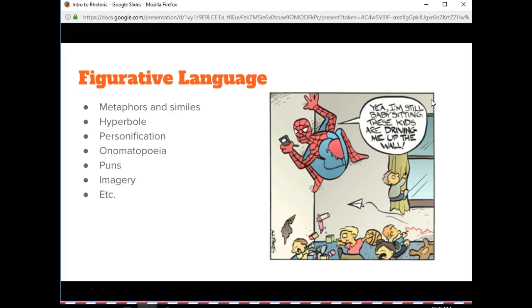Okay. Onomatopoeia is when a sound is actually written as the word. So like bang, boom, crack. You can't really describe those things as such what they are. Puns. Okay, let's talk about it. Play on words. Imagery. What's imagery?